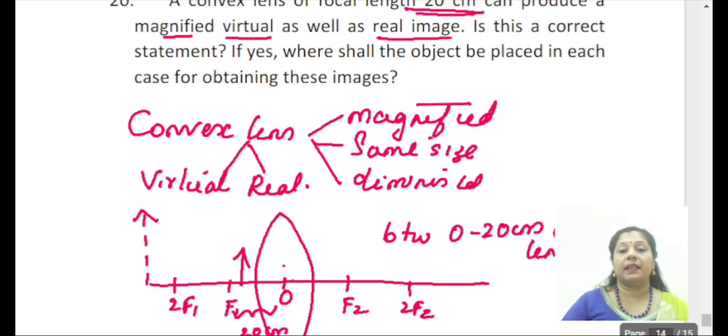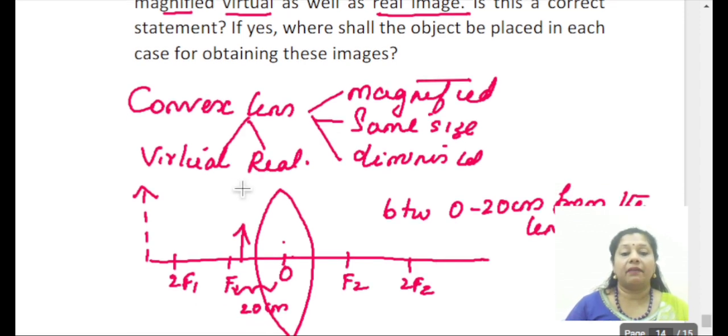Second, a real image is asked, a magnified real image. So in order to get a magnified real image, it can be kept between 2F1 and F1. That is, 2F1 will be 40 centimeter. If we keep the object between 20 centimeter and 40 centimeter, we will get a real and magnified image of the object.